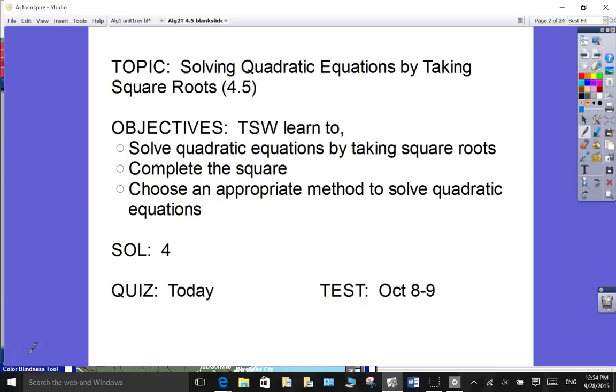So this lesson is called Solving Quadratic Equations by Taking Square Roots. And it's actually going to be a little bit from section 4.5 and a little bit from 4.7, which is called Completing the Square. Because in the end, you're able to take square roots in both of those.